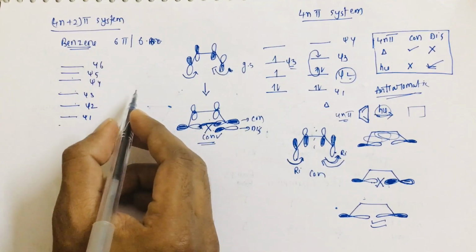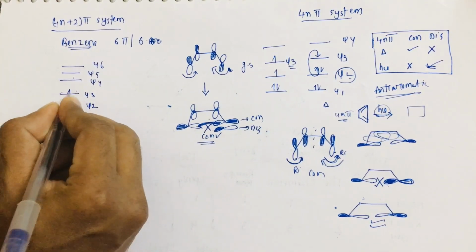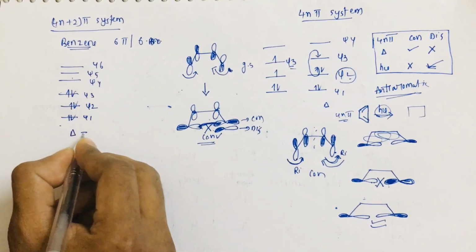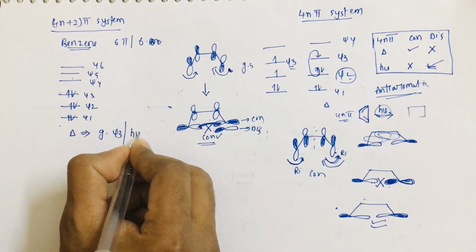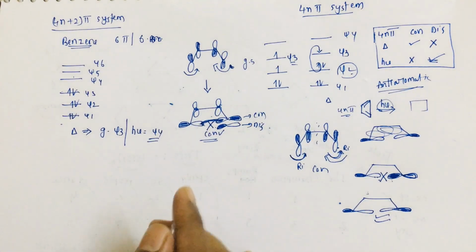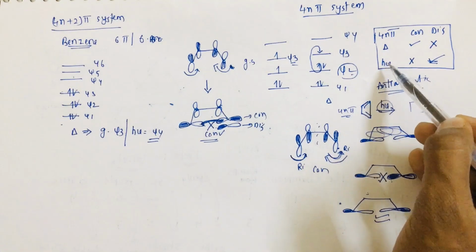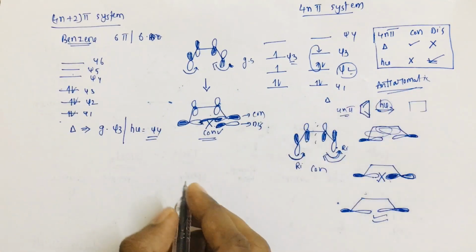So in total we have 6 pi electrons. We can fill the 6 pi electrons in this way. So under thermal condition, the ground state is psi 3. Under photochemical condition, the ground state is psi 4. Okay. If you can remember this one, so for 4n pi it's very easy to write. Even without knowing this you can write very easily.